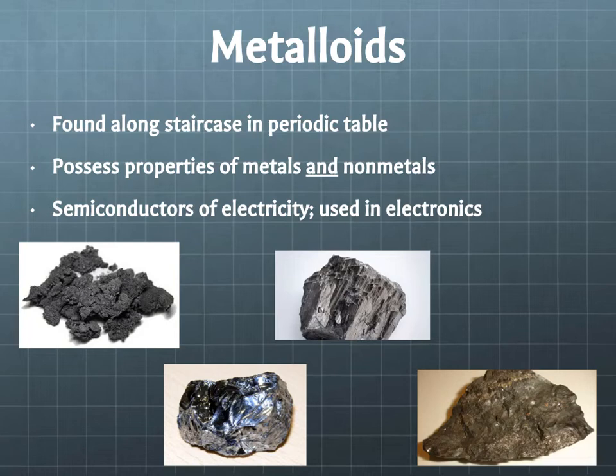Then we have our metalloids, which are just really confused and they don't know what they want to be. But metalloids are a combo of metals and nonmetals. They possess properties of both. They're found along that staircase that we talked about last unit, and we consider them to be semiconductors of electricity. They're used in electronics specifically because they conduct electricity in some instances and not in others, and that they're really good conductors at some points and not others. So if we use just metals in our electronics, then it would fry our electronics and it wouldn't work anymore. That's why we use semiconductors, and that's why Silicon Valley is such a big thing, because we had a bunch of silicon and then we got really good at making computer chips and stuff.